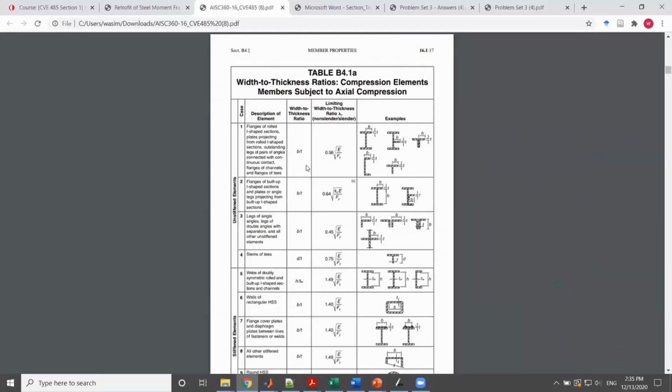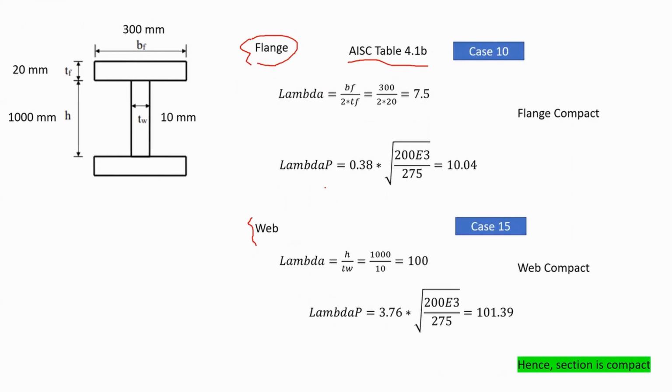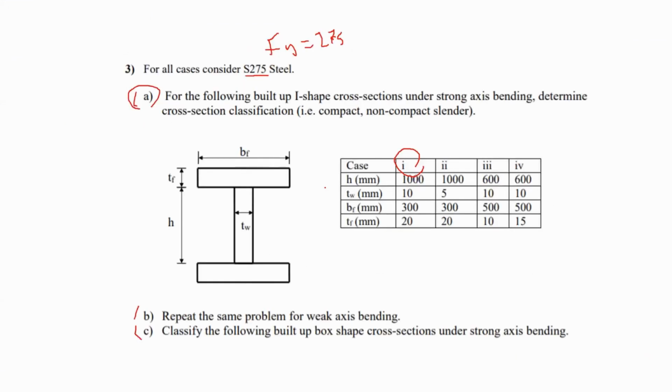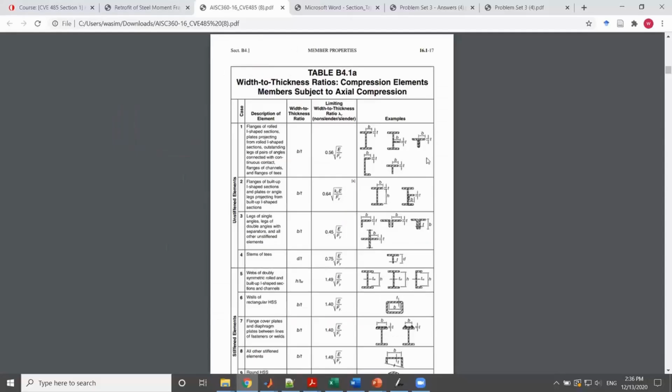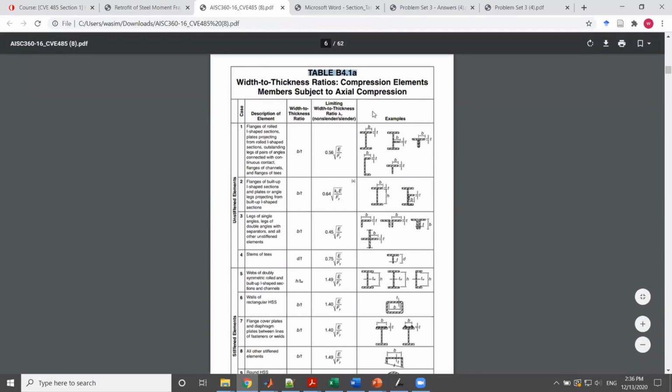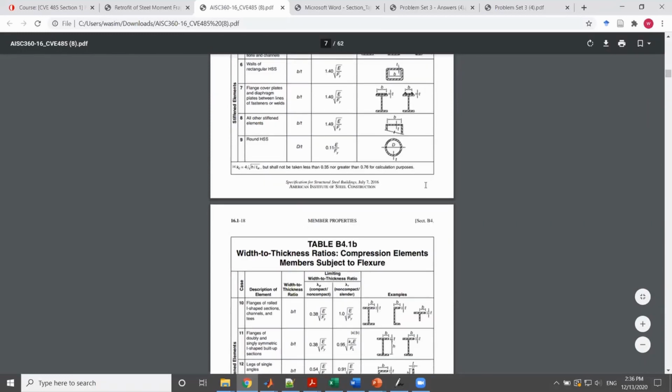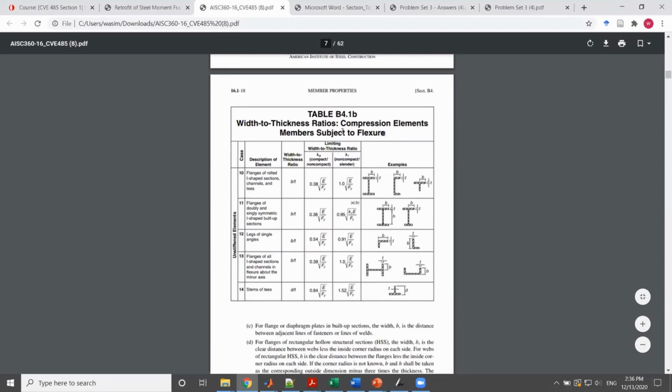If we go to the table for this step, notice that it says for the following built-up I-shape cross-section under strong axis bending. Bending is very important. Why is that? Because when you go to the tables, you will see that you have this table B4.1 a and b. Now in here it says members subjected to axial compression, but in my case the section is actually subjected to flexural bending. That's why I'm going to look at this part of the table.